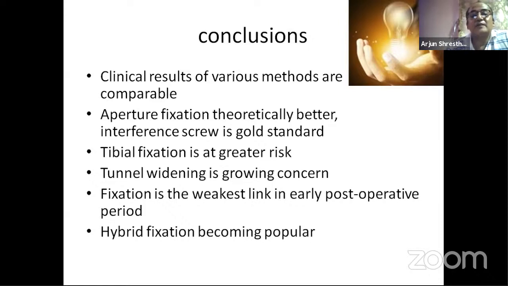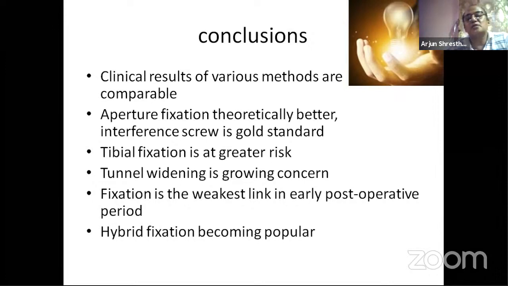It is said that aperture fixation is theoretically better. The interference screw is the gold standard till now. But nowadays the suspension device is being used much more because it is relatively comfortable for the surgeon to harvest the hamstring graft rather than the patellar tendon, because we know there are some complications of the bone patellar tendon graft. Tibial fixation, due to the soft bone, carries a greater risk, and tunnel widening is much more common in the tibia. And we know that during rehab, fixation is the weakest link in the early postoperative period.